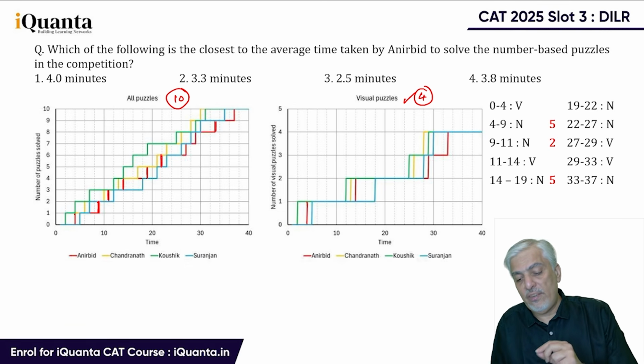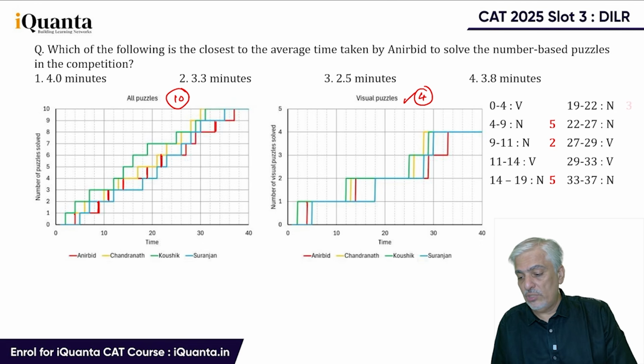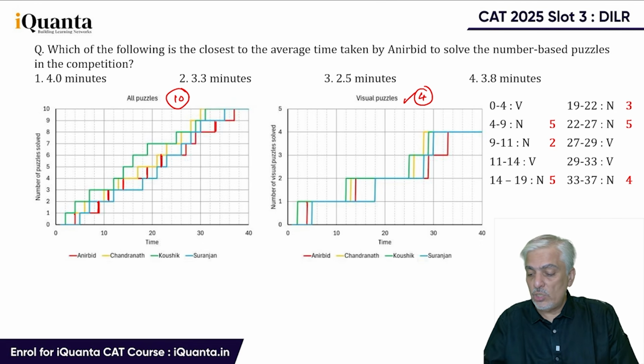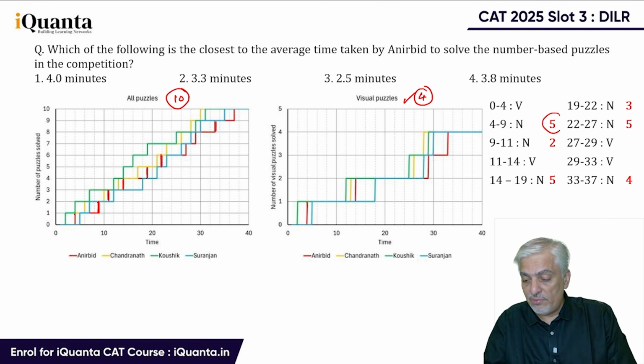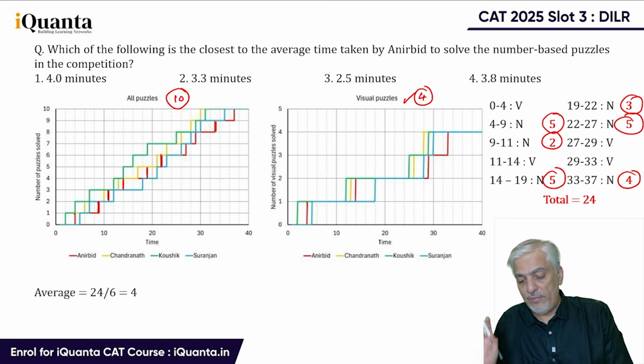So you just have to be very careful of the graph. If the graph, as I said, was much clearer on your screen, over here it was not much clearer. I thought that the graph which was given to us by CAT was not a very clear graph. Now just add up all the number based. So there were 6 number based puzzles. The time taken for them were 5 minutes, 2 minutes, 5 minutes, 3 minutes, 5 minutes and 4 minutes, right? And the total, I'm just thinking, this is just a thought, okay? Was there a direct way to do this? So this is 24 minutes and 24 divided by 6, 4.